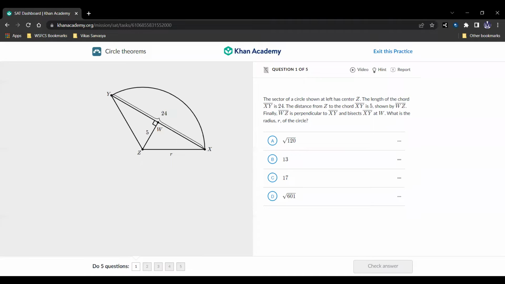Welcome. Today we're going to be looking at circle theorems as part of the additional topics in math, which is mainly geometry and trigonometry. As always, we're going to be looking at 5 questions. We're going to explain them, and we're going to look at the intricacies of this topic to help you ace the SAT math portion.